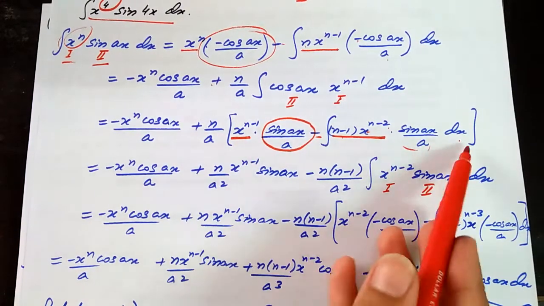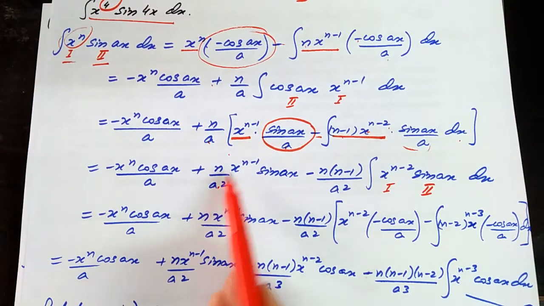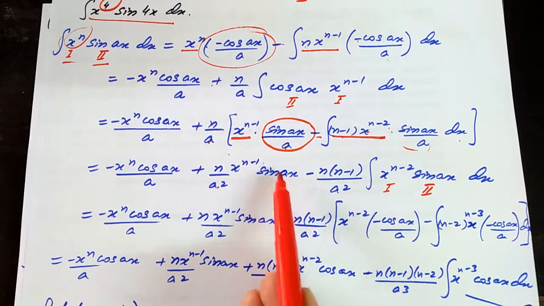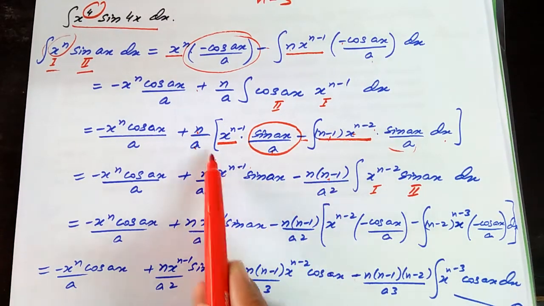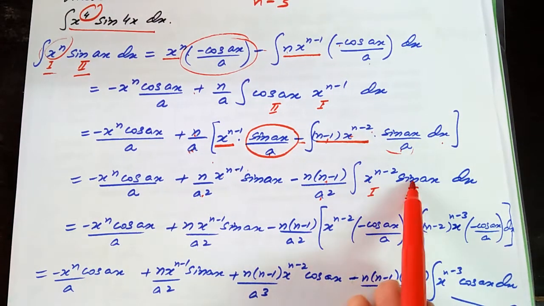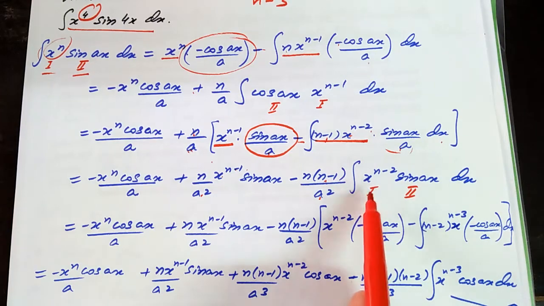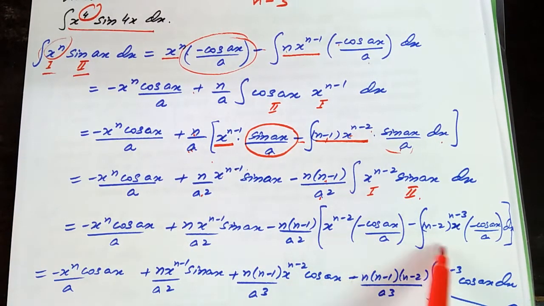Now open this whole bracket. It will be n over a squared x raised to power n minus 1 sin ax minus n into n minus 1, a into a will be a square, and integration x^(n minus 2) sin ax. Again choose first and second function and again integrate it by parts like this.